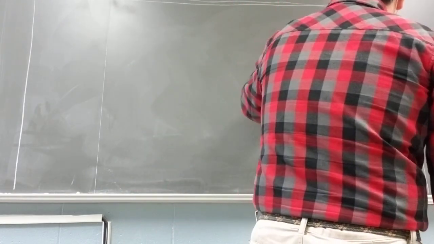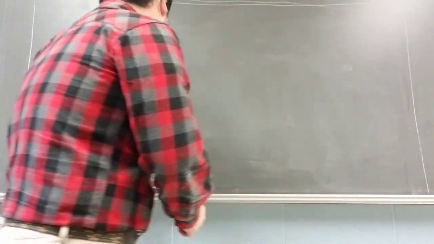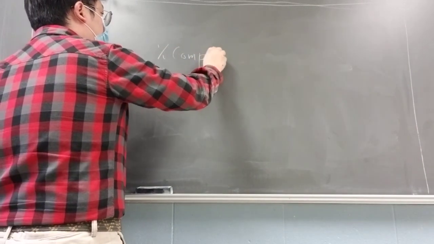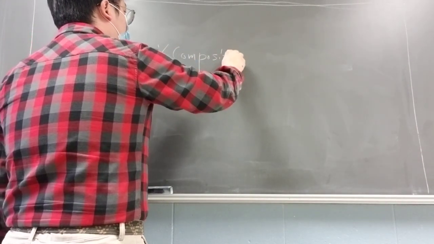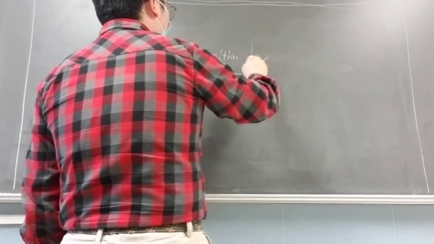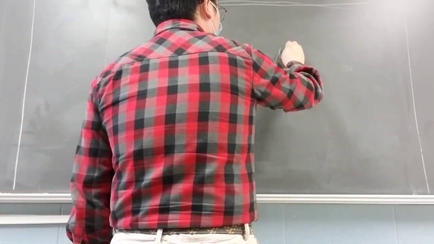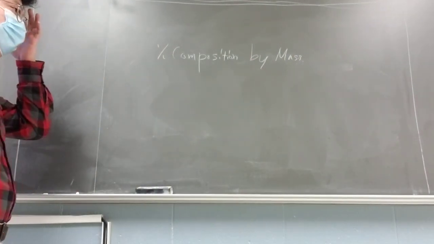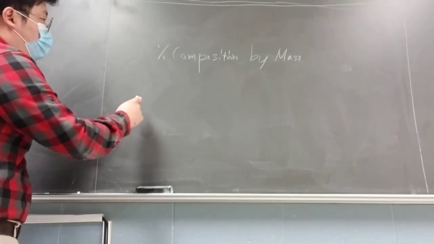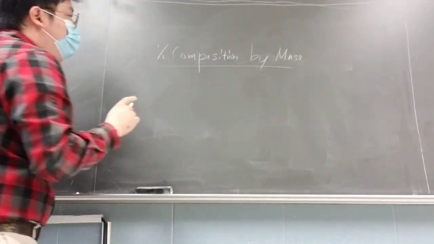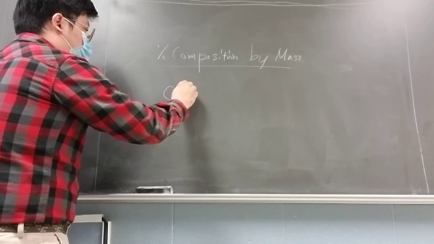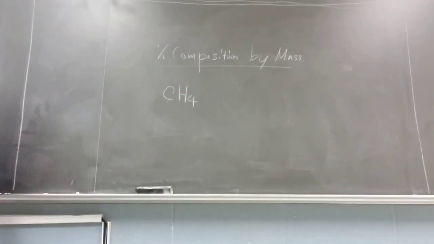The other one we did was also about the percent composition. Like I mentioned before, this is all by mass. Oh yeah, let's do this first. I have another one to talk about, but let's do this first. If we want to do the percent composition by mass, it's pretty simple. So this is your methane here, CH4.